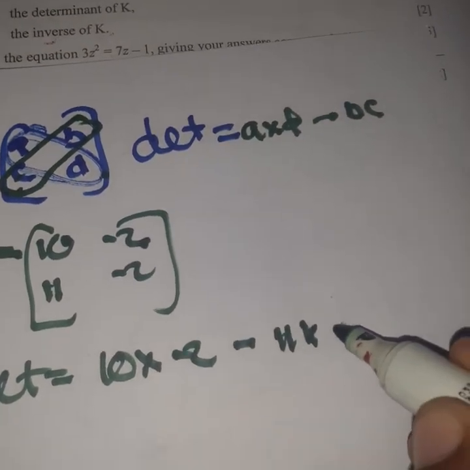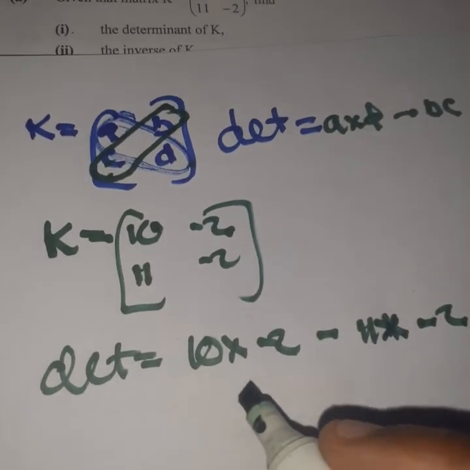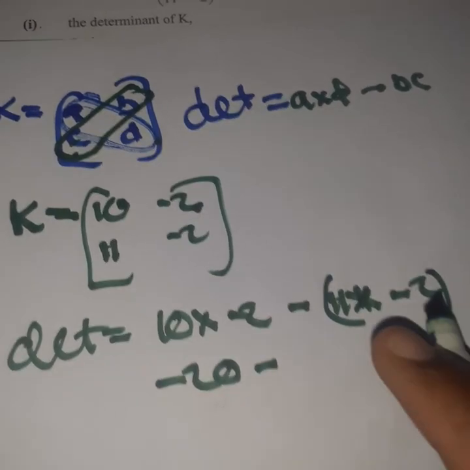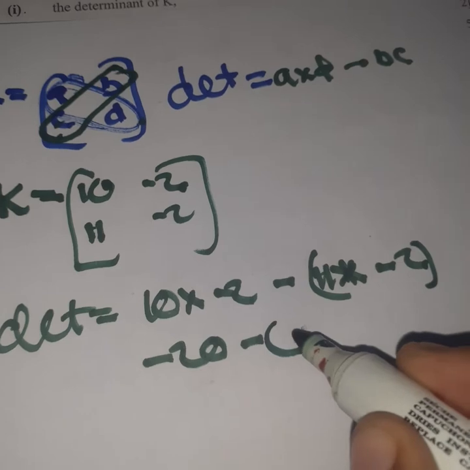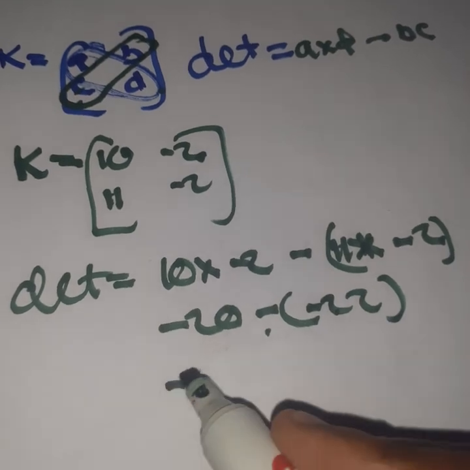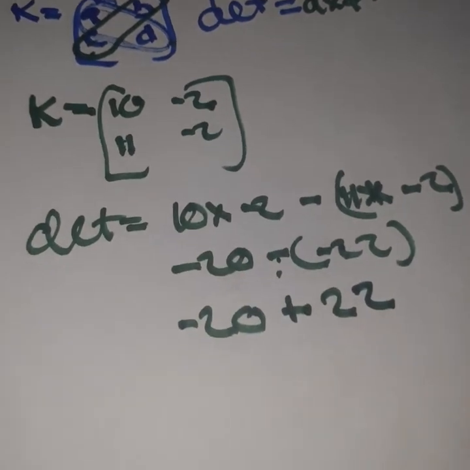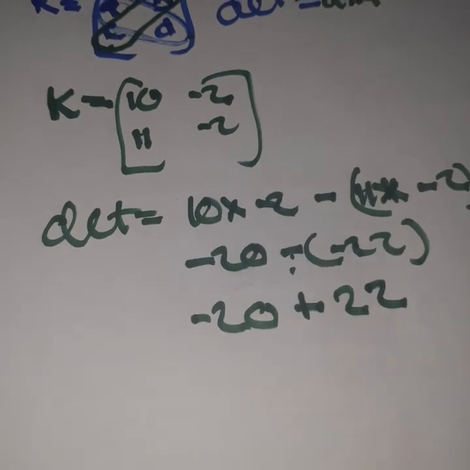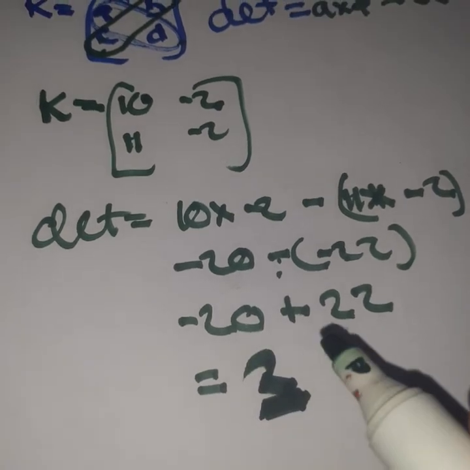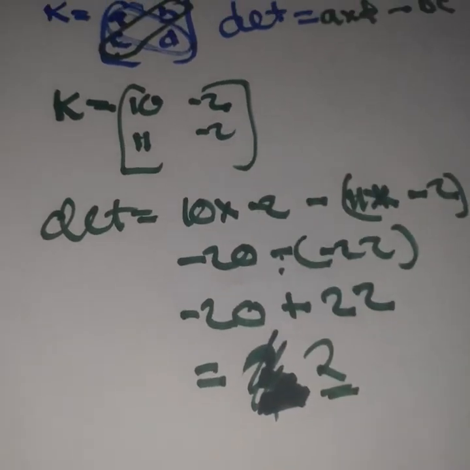11 times negative 2. Okay, so 10 times negative 2, we have negative 20, minus 11 times negative 2, we have negative 22. Negative negative is a positive, we can't have two signs in between, so we have negative 20 plus 22. When you have different signs, you subtract and take the sign of the bigger number. So the answer here will be positive 2. Okay, so that's the determinant for the matrix K.